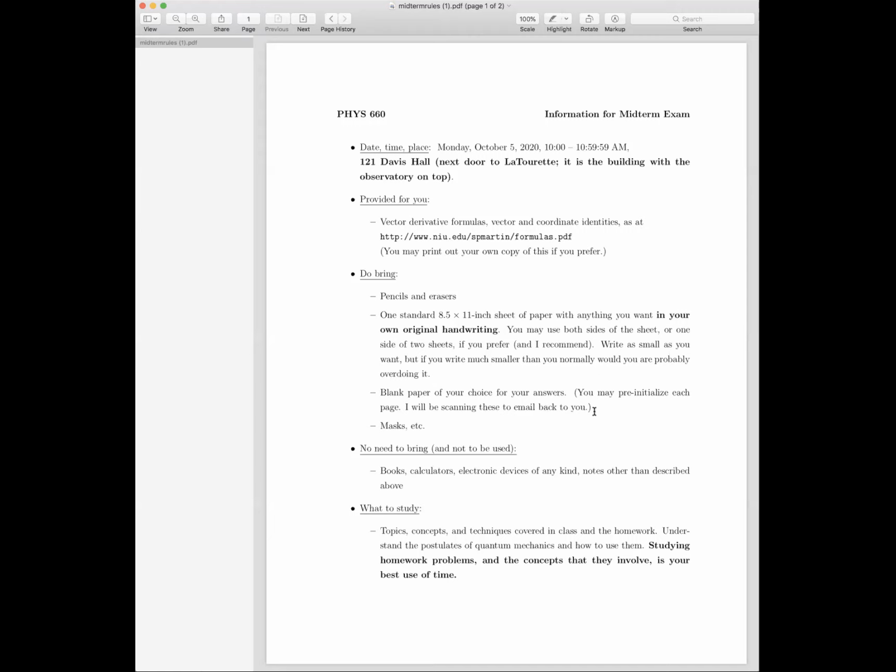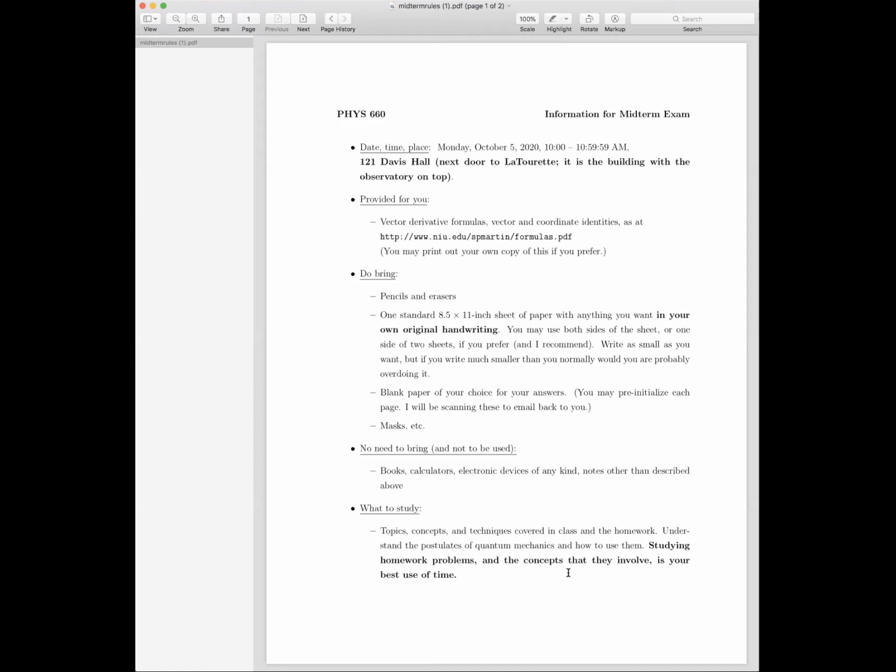The way to make your notes is to start by going over all the homework problems and thinking of every concept or formula that you would need for those that you don't have memorized. Okay, no need to bring books, calculators, no electronic devices of any kind. You will not need a calculator. The test will be designed so that you don't need a calculator. And the notes should be only above.